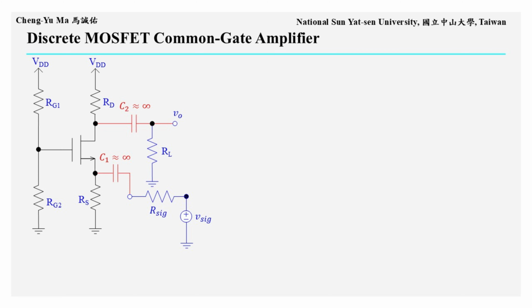As shown in the circuit, the input signal is coupled to the MOSFET source terminal through coupling capacitor C1, and the output signal is coupled from the drain terminal through coupling capacitor C2.